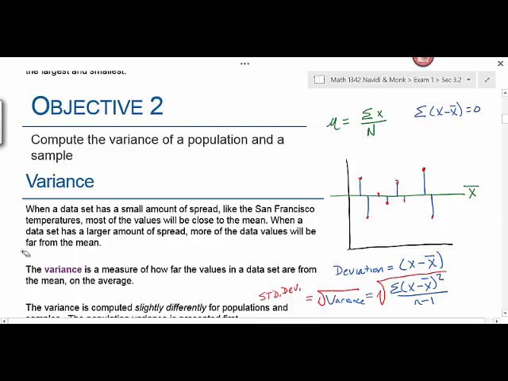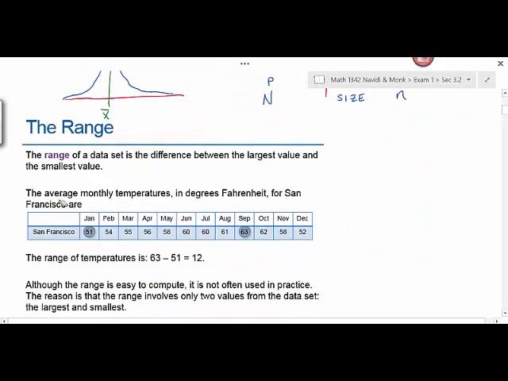When a data set has a small amount of spread, like the San Francisco temperatures, and I forgot to read this example. Example 1 here, this data gave us the average monthly temperatures in degrees Fahrenheit for San Francisco. So for January, the average temperature was 51 degrees, February is 54, and we see these temperatures. The range in the values for the average monthly temperature from January to December is 12. So if you live in San Francisco, you're going to be cold most of the time, but at least you'll know about what to expect for the weather. There's not a lot of change there.